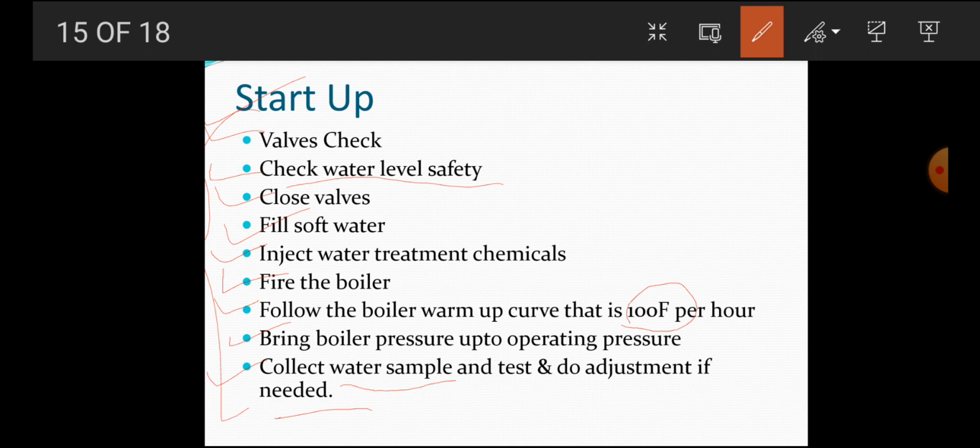Then the eighth step is to bring the boiler to operating pressure. So these are the steps which you need to follow for starting the boiler. Now next is shutdown and prevention.